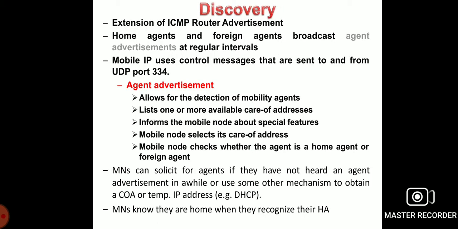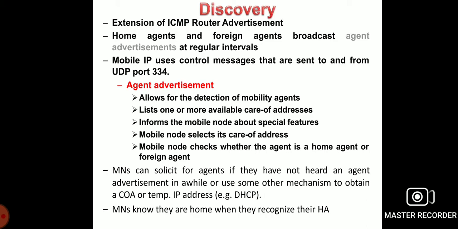The discovery is an extension of the ICMP router advertisement. The home agent and foreign agent broadcast agent advertisements at regular intervals. Mobile IP uses control messages that are sent to and from the user-defined protocol port 434. It is one of the agent advertisements.